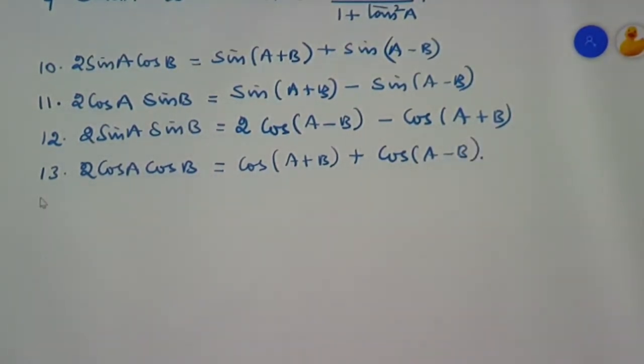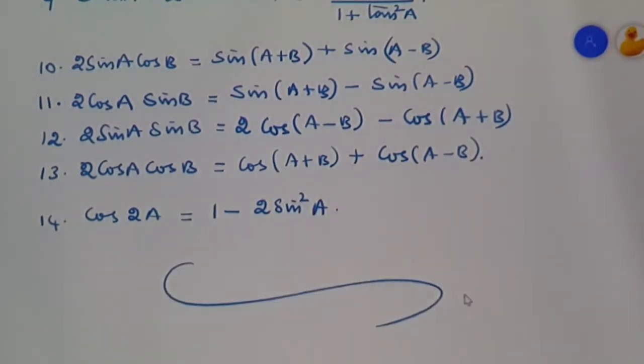Similarly, if you are considering sin 2A like that, we can consider cos 2A. So cos 2A is equal to 1 minus 2 sin square A. These are some of the formulas regarding trigonometry. So with this, let us consider the trigonometrical relations.